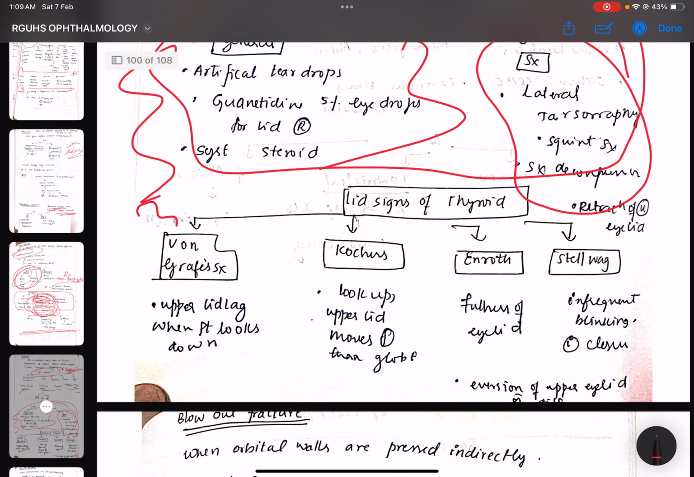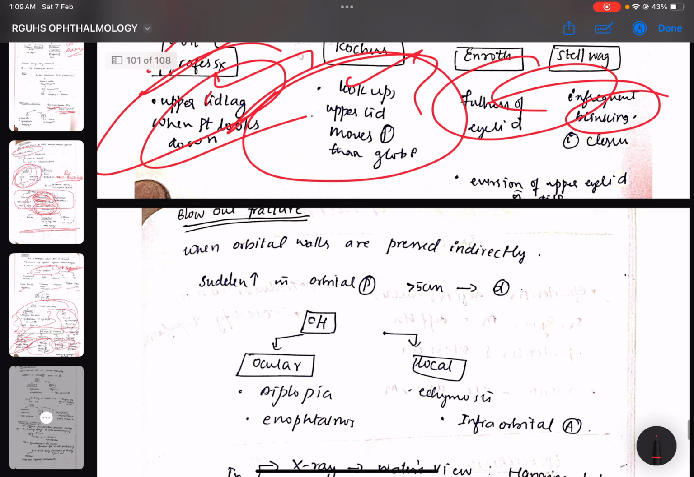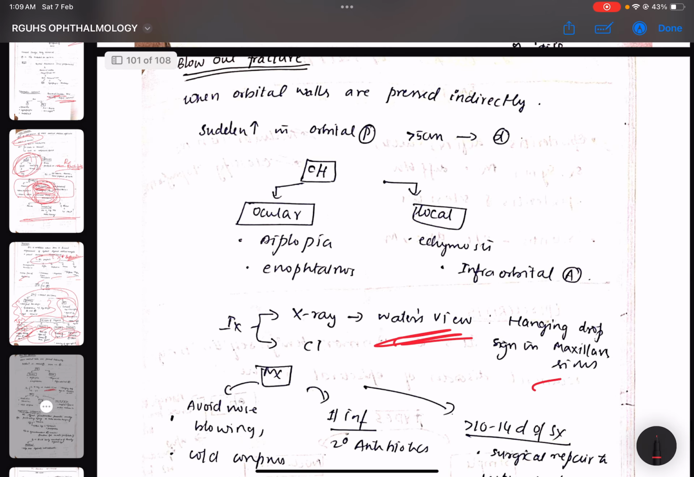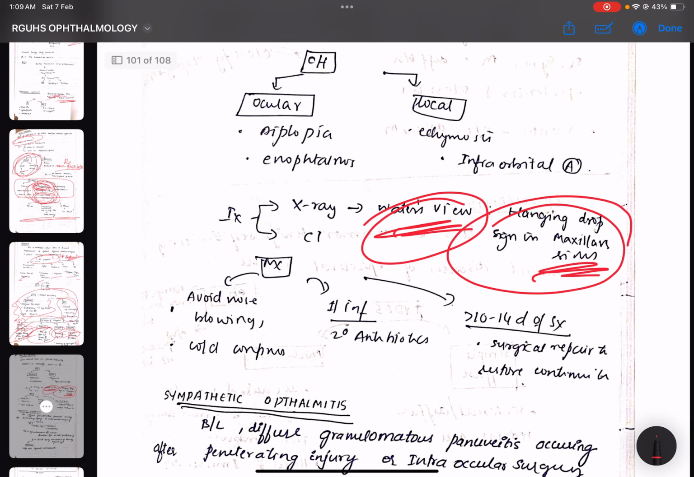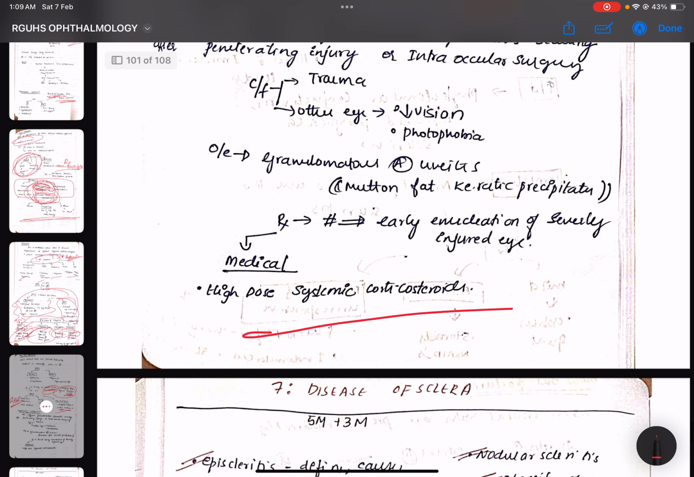Again, 3 markers for 3 lid signs. For 5 markers they are asking surgery, so you can study it there. You have to write about one graph sign, Kocher sign, and Stellwag sign, but all signs with explanation is something they expect you to know. Again, blowout fracture, you would have studied in ENT, but make sure you mention it. ABC is something you need to mention. Sympathetic ophthalmitis, what you do is remove the affected eye so that the other eye is preserved, and you give steroids.